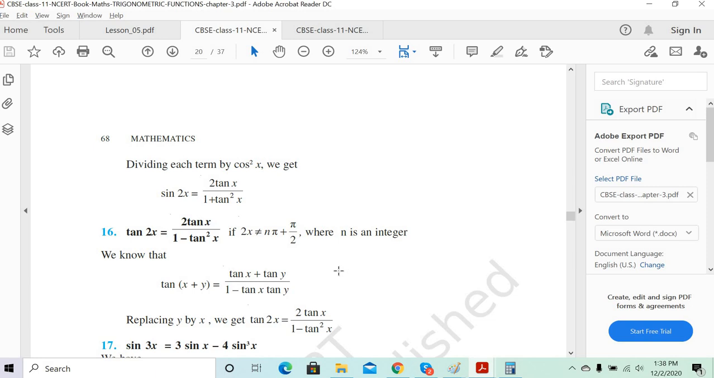Now you understood why you are dividing with sin square x plus cos square x, right? Because just to get it in the form of tan. Yes, sir. Because sin square x plus cos square x is 1 only, so we are representing 1 with this identity.